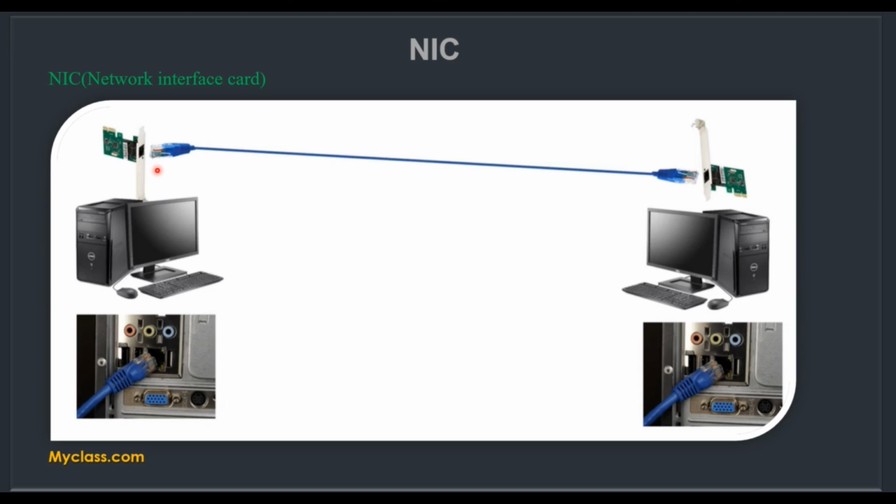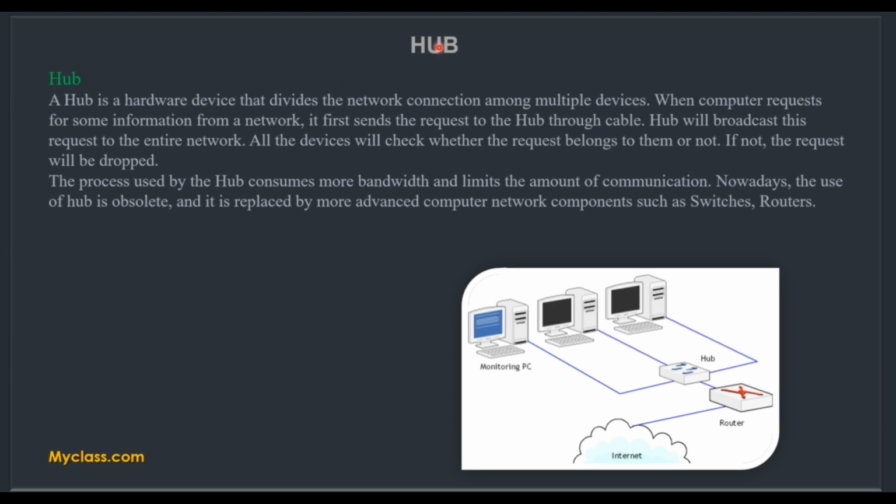So see, this is the example of wired NIC. Here, all the systems have this type of port. By using this port, we are connecting a cable. Through this picture, we can say that we can easily share the information between these two systems, because they are connected with this wire. This is not connected to the internet, only these two devices are connected. Next is the hub.